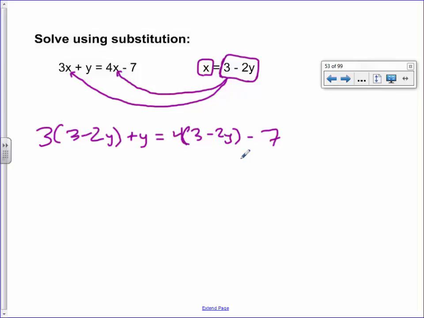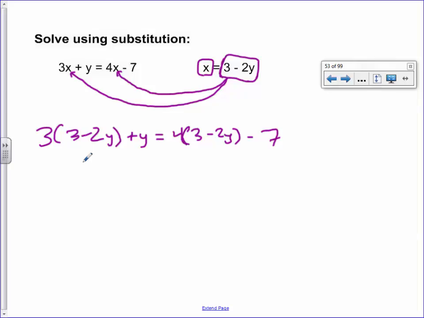Is this still multivariable? Look at my equation. No, there's only y's left, which is good because one equation, one variable I can solve. So let's use the methods I've shown you over the last couple of weeks for solving.